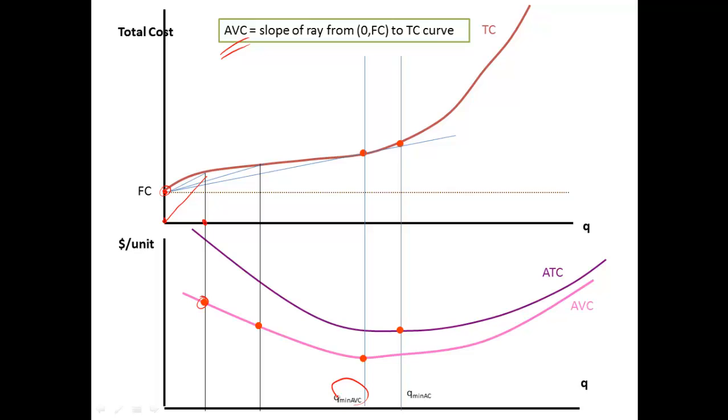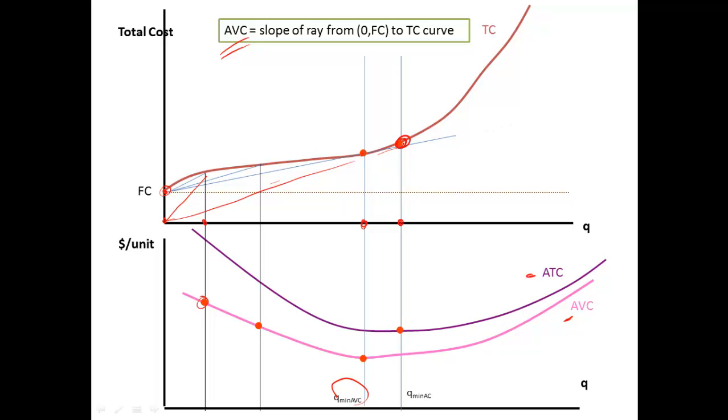First of all, AVC is below ATC. Second, it reaches its minimum at a quantity below the quantity where AC reaches its minimum. Why is that? Well, think about drawing a ray from here that's just tangent. If you started here and drew a ray that were just tangent, it would be farther along this curve, and in fact, there would be right there.